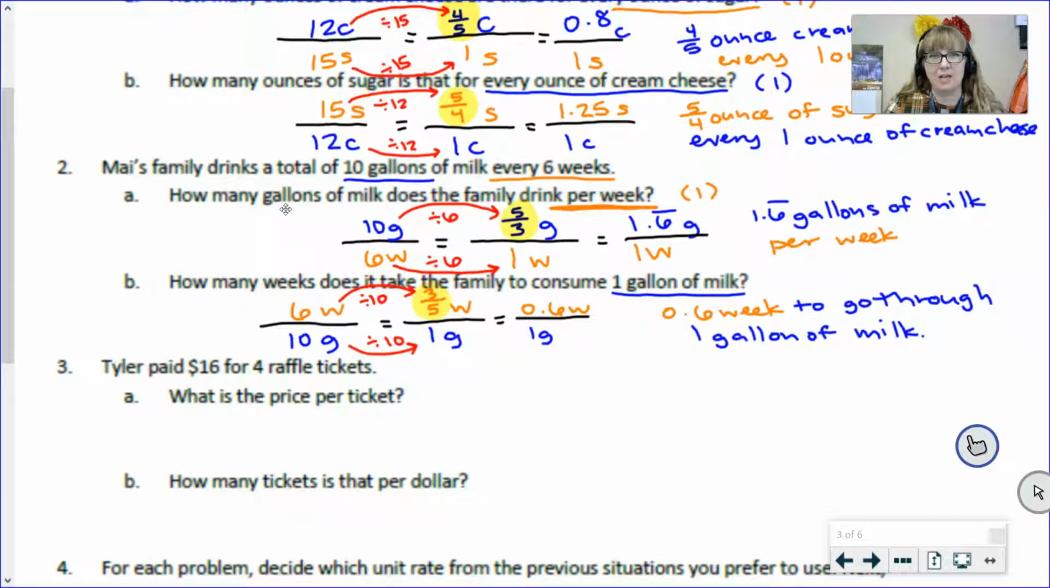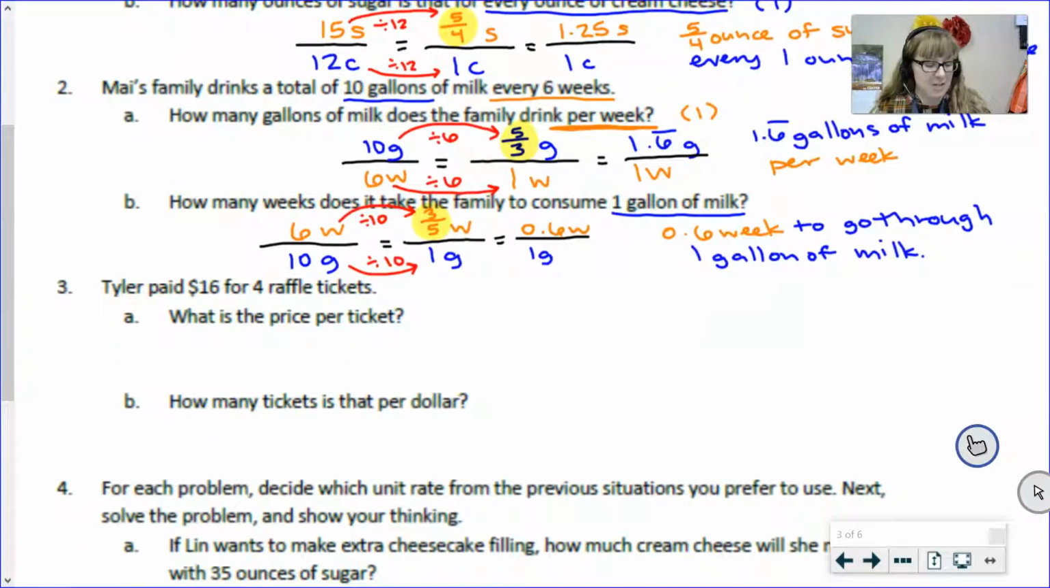And so in our last video, we practiced working backwards, figuring out what it's really talking about, and the hint is it's usually per one, knowing that that one goes on the bottom, and then working backwards from there to figure out how we should set up the problem. To get started finishing up this set of problems, Tyler paid $16 for 4 raffle tickets. So color coding again, we've got the $16 for 4 raffle tickets. That's our situation. And the question is asking, what is the price per ticket?